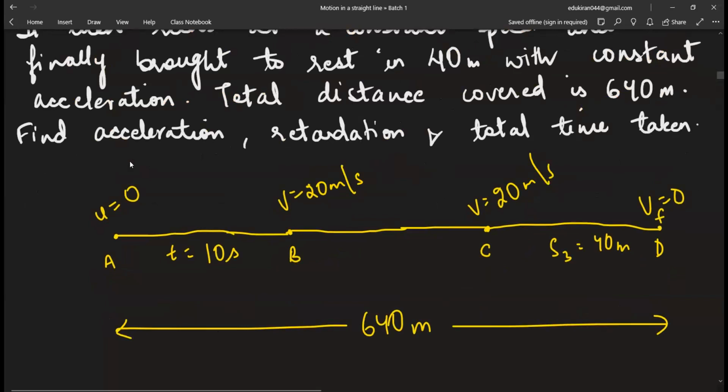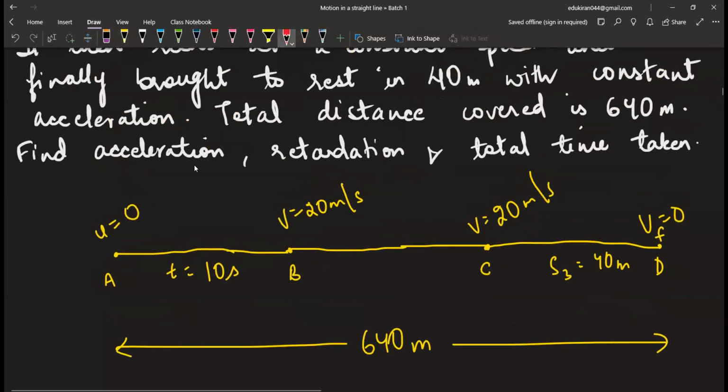What do you have to find out? You have to find out three things in the question: acceleration, retardation, and total time taken. Now, retardation I'll tell you later, first focus on acceleration. Let us find out what all things are missing.